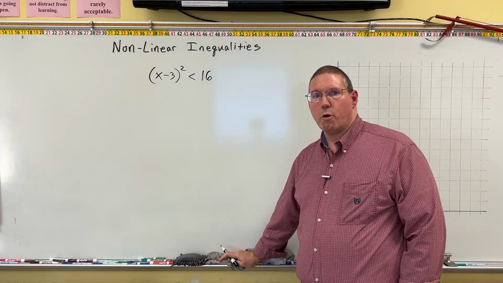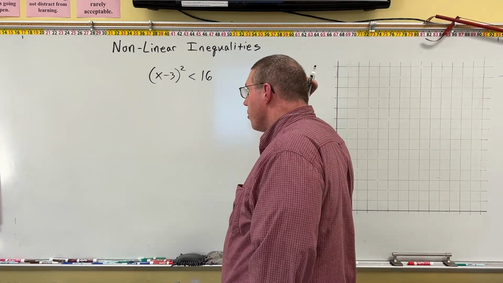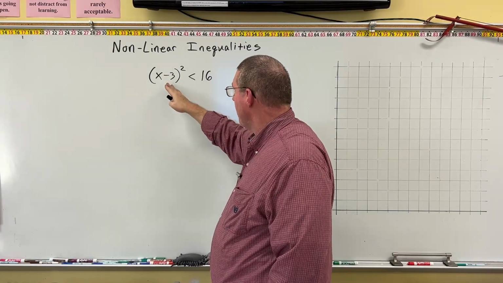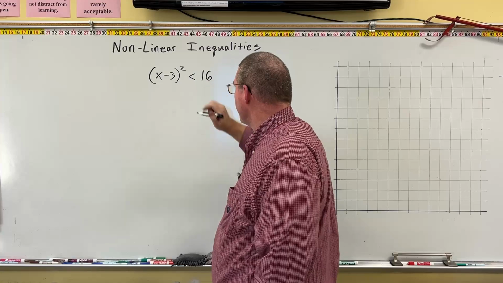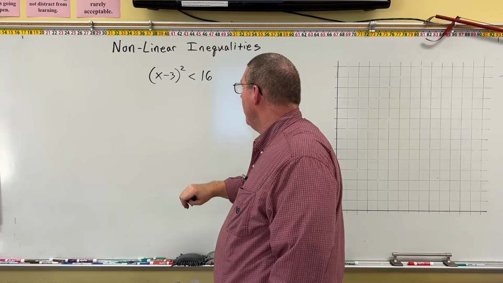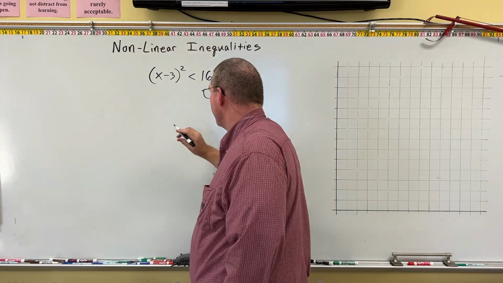All right, so let's do some more quadratic examples with nonlinear inequalities. So we have this quadratic, (x minus 3) squared is less than 16. Well, we want to set one side equal to 0, and we're also going to distribute here so that it looks like it's in standard form.